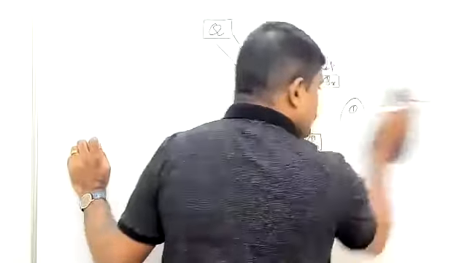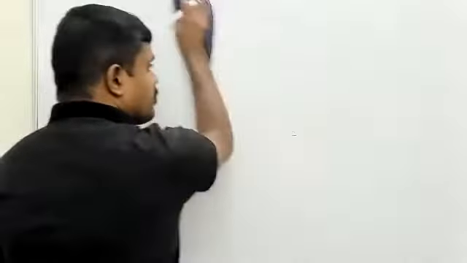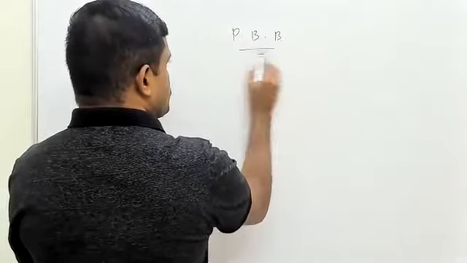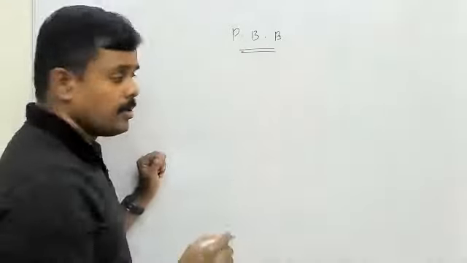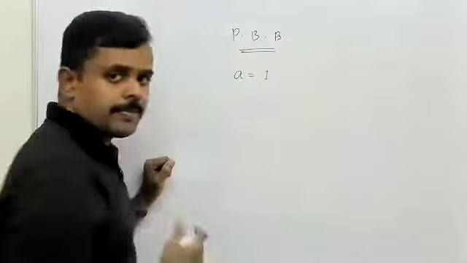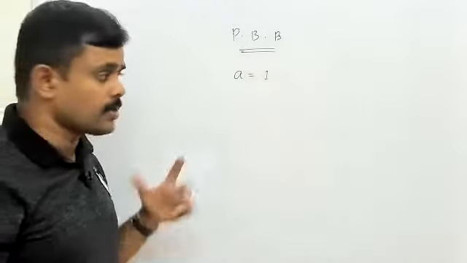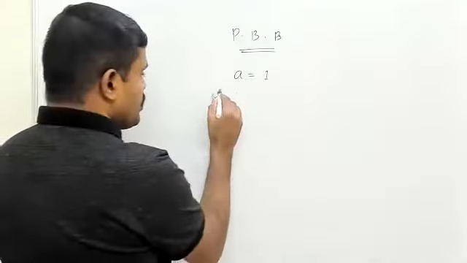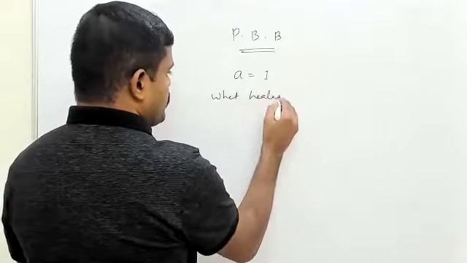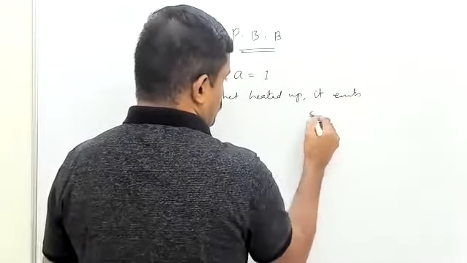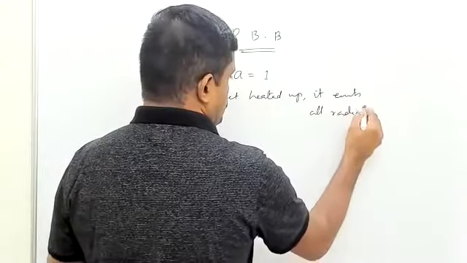I'll tell you about perfect black body now. What is a perfect black body? I told you its absorbance will be equal to 1. That means it absorbs all radiations. When you heat it up, it emits all radiations. I'll tell you one more time.